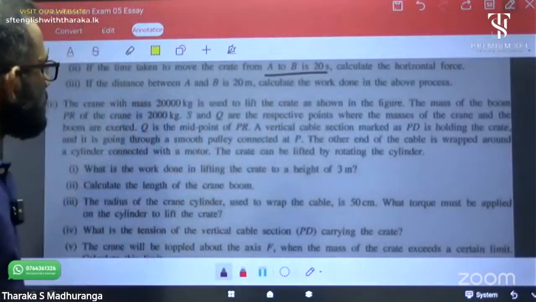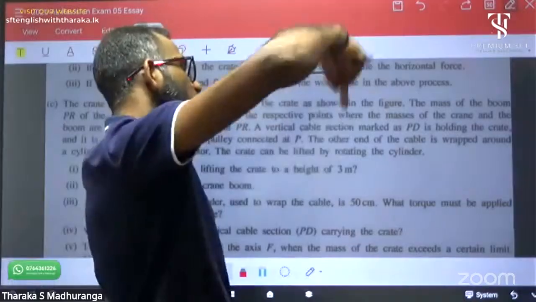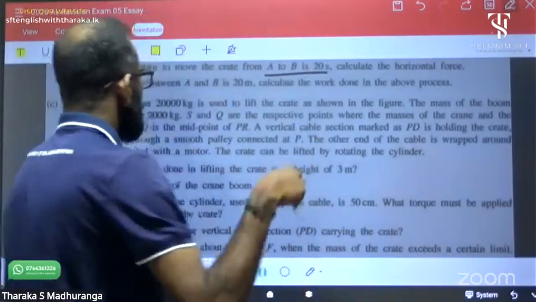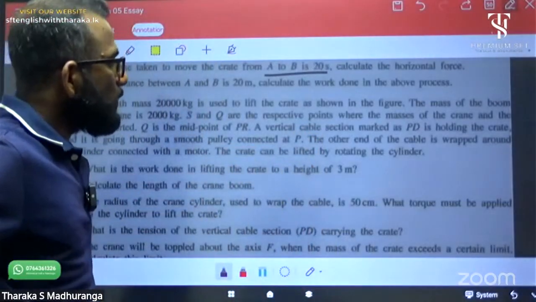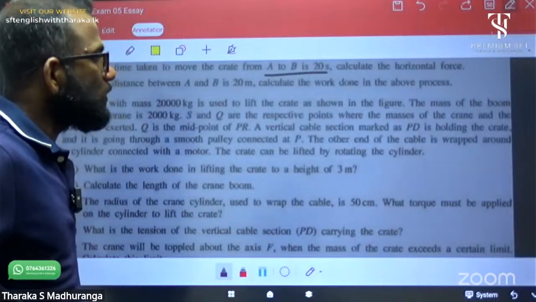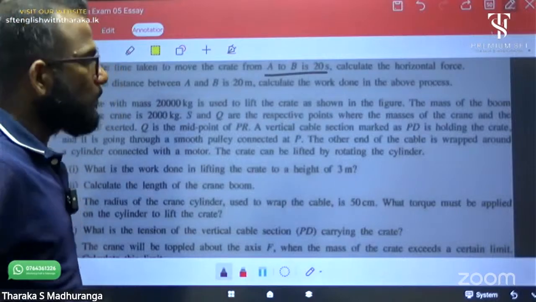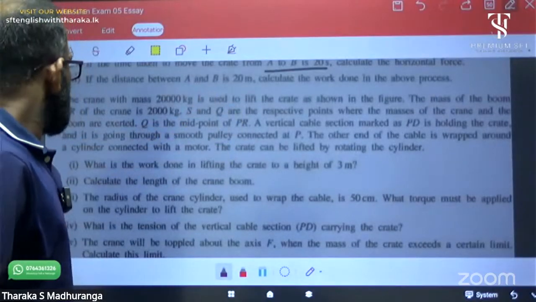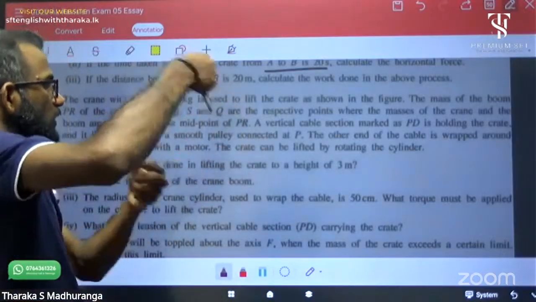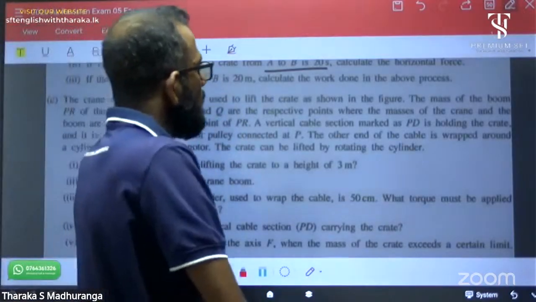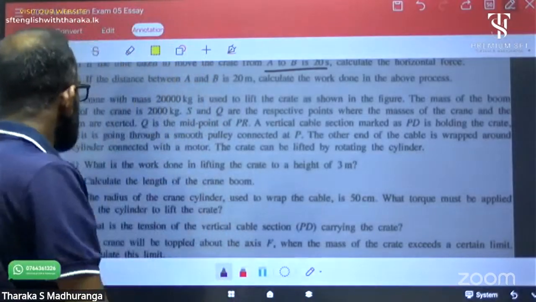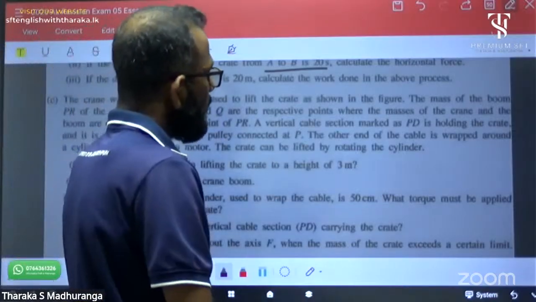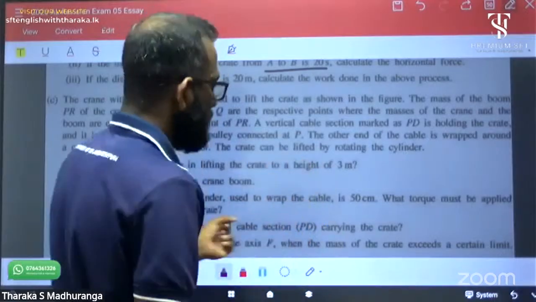Q is the midpoint of PR. Q is the midpoint of the lever. Actually, the boom is a uniform one, that's why the weight acts at the midpoint. A vertical cable section PD is holding the crate. Yeah, PD is this cable, right? It goes over a smooth pulley and is connected at P. The other end of the cable is wrapped around a cylinder connected to a motor. The crate can be lifted by rotating this cylinder. That's the lifting method.